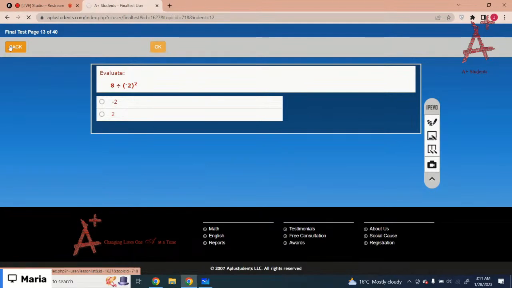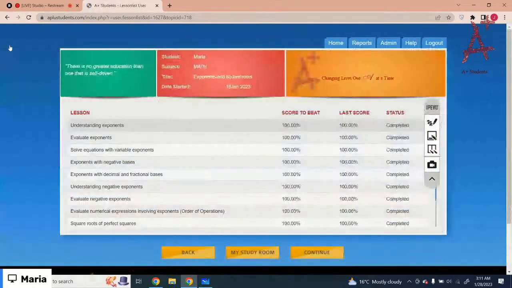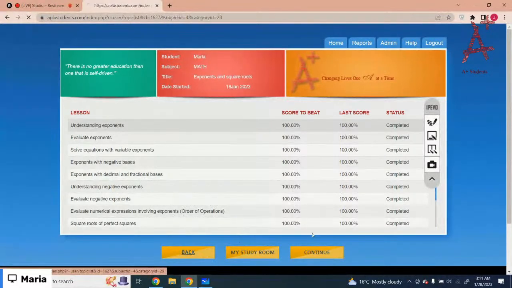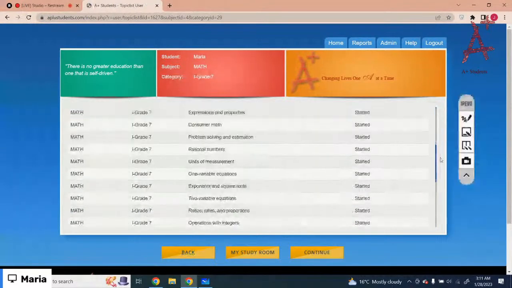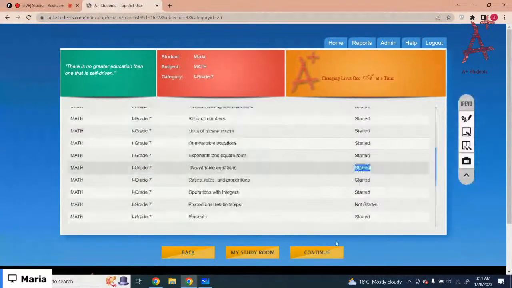The next chapter is two variable equations. Let me just go back to the new chapter. It would be two variable equations. Here it is, two variable equations.